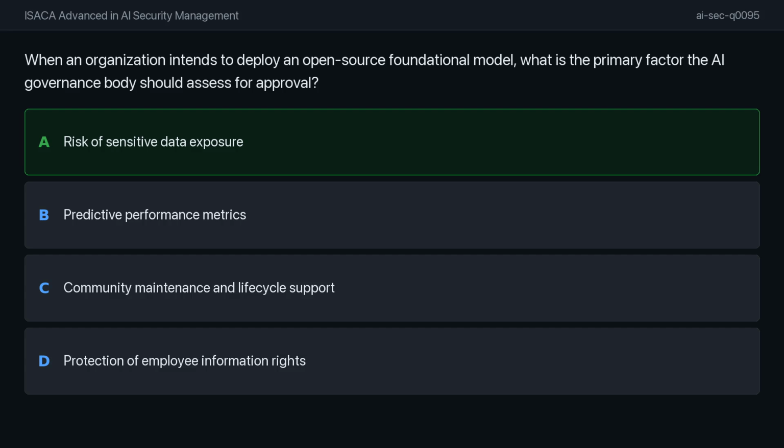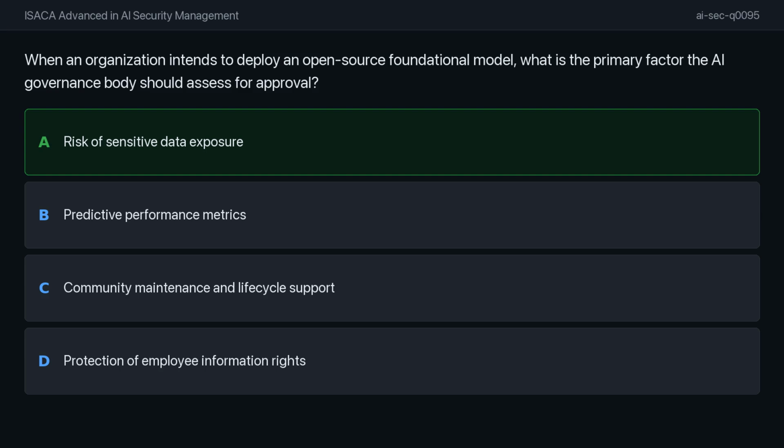In my view, the correct answer is option A, risk of sensitive data exposure. When deploying foundational models, the most critical governance concern is the potential for these systems to memorize or inadvertently leak sensitive input data or proprietary knowledge. Security and the protection of organizational intellectual property must be the foundation of any artificial intelligence deployment strategy.